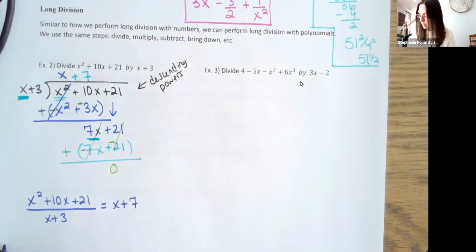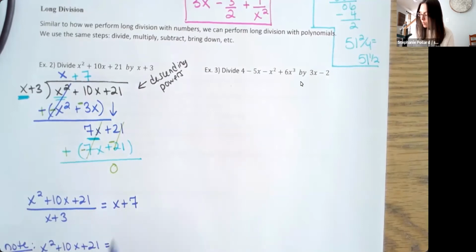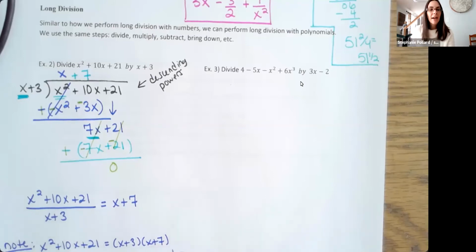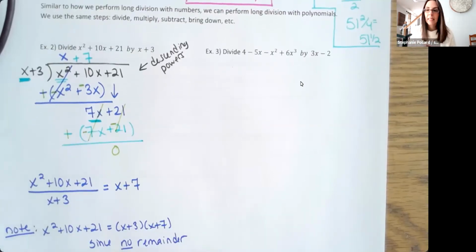So as a little side note here, I know I didn't ask you to do this, but x squared plus 10x plus 21, you could actually factor. You would have this as one factor, and then you would have the divisor as the other factor. Okay, so just a little note here, factoring and division are very much related. So it's a way for us to break down that problem.